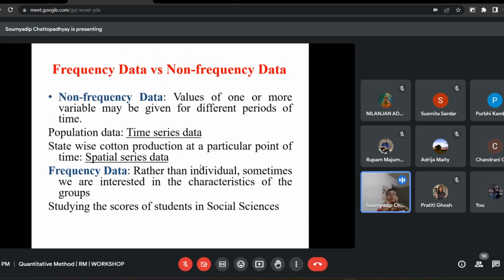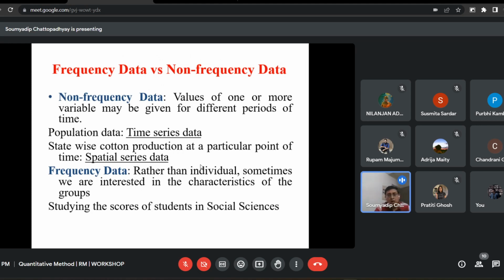Now, these distinctions are very much important because on the basis of these distinctions, the measures which we are going to discuss a little bit later on will be different, or even the graphical representations will be different, on the basis of this kind of distinctions which are related to the nature of data.